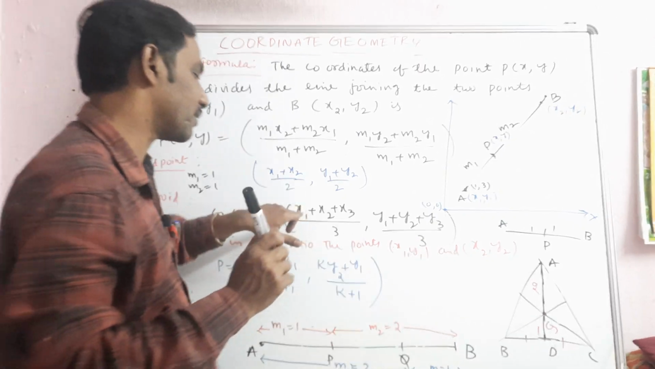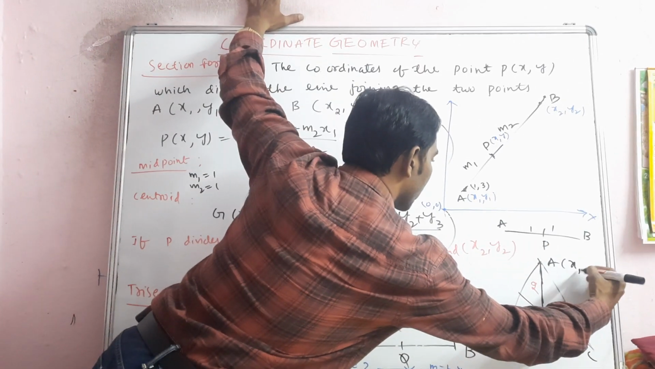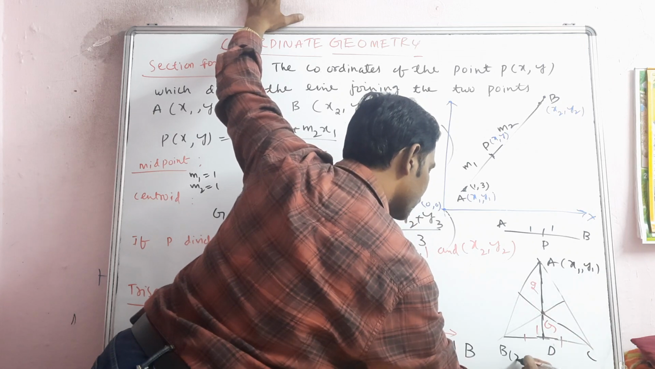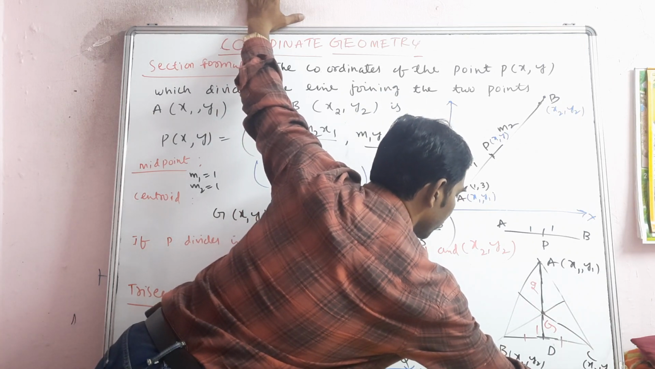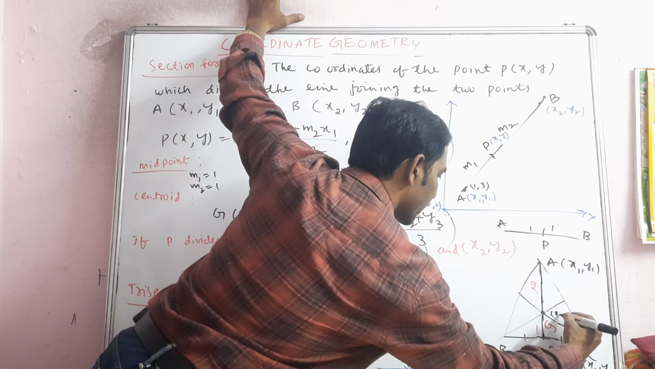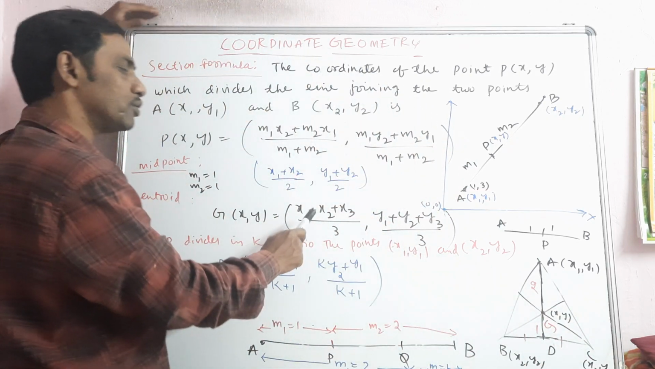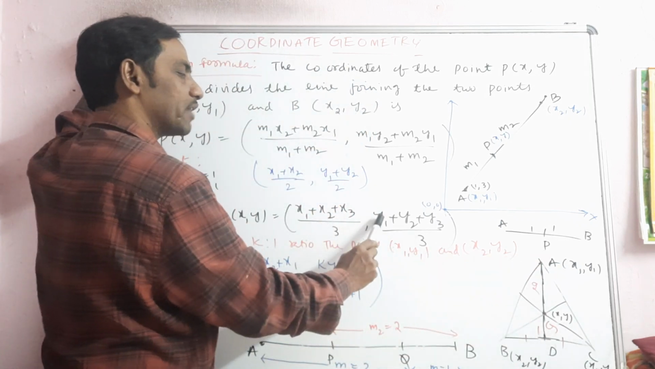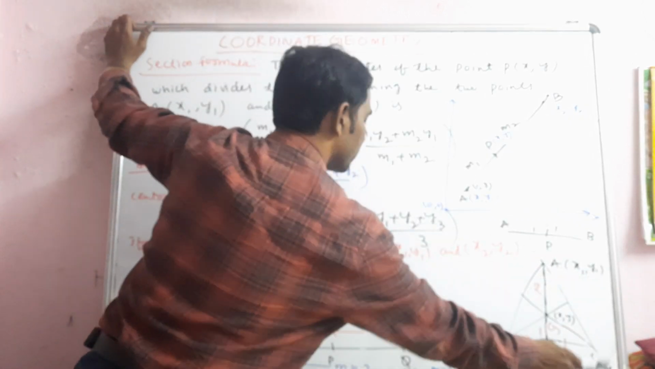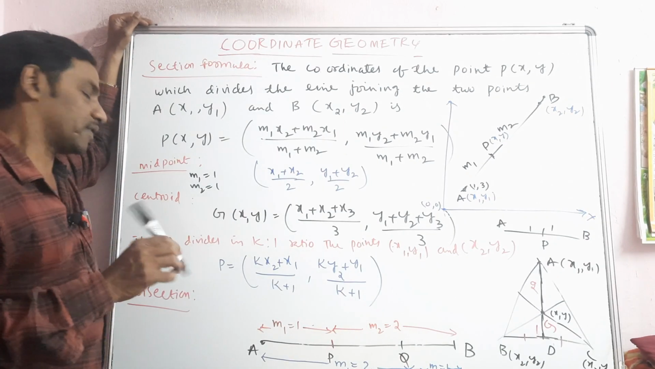The formula is, for example, A is x1 comma y1, B is x2 comma y2, and C is x3 comma y3. If you want this point G, x comma y, then you have to take x1 plus x2 plus x3 by 3 and y1 plus y2 plus y3 by 3, and then you will get the centroid.